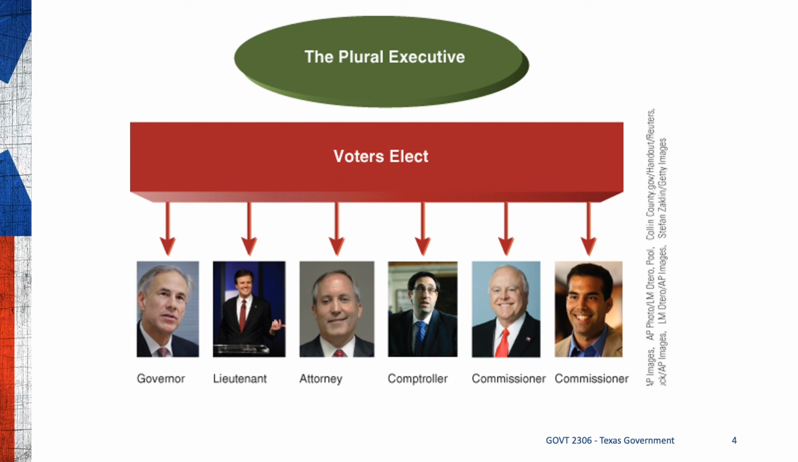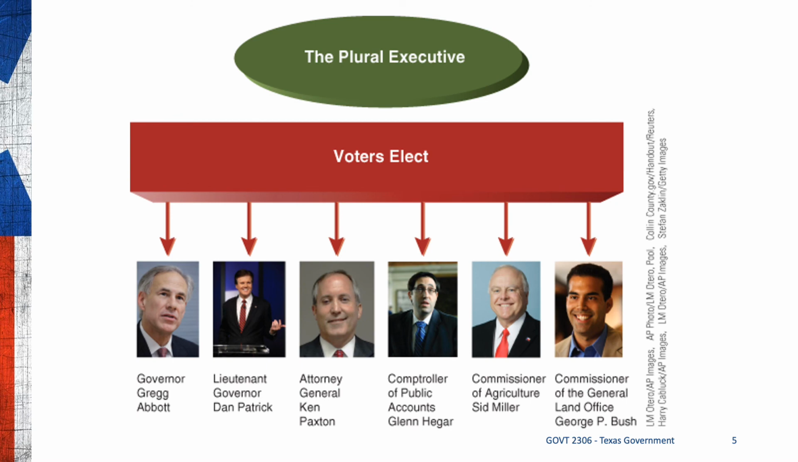So let's talk about Texas's executive branch. Texas has a plural executive, which just means that we have a lot of people who share power in the executive branch. And as you have seen as a recurring theme in Texas government, we elect all of them. So none of this, we elect the governor and he appoints the lieutenant governor and the attorney general, things like that. So the voters elect all of the different levels of this executive branch.